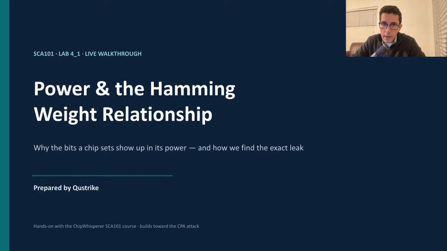Today we're going to be looking at the relationship between power and Hamming weight. Basically, how the bits of a chip set show up in a power trace and how we can measure that leak. This is the bridge between dynamic power attacks, like we did in the last episode, and the correlation power analysis attack we're building towards. We'll stay hands-on with the ChipWhisperer, but now with a more realistic leakage model instead of just a single bit.